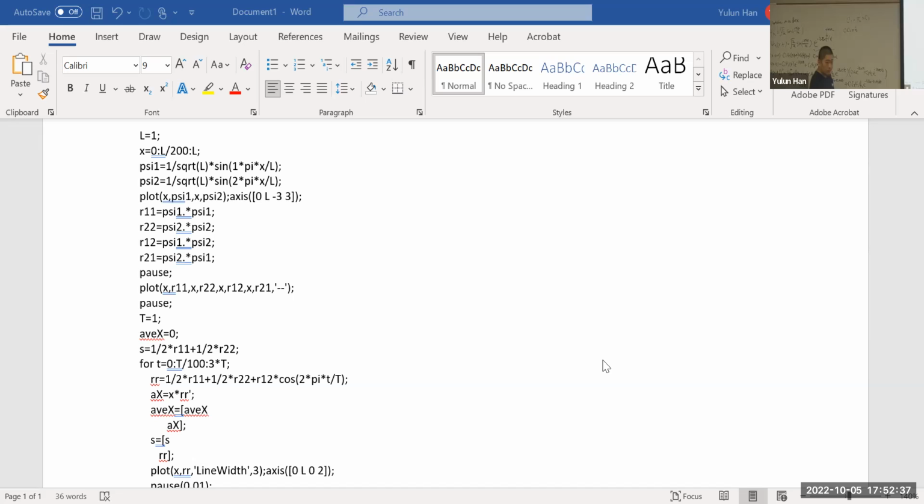This explains why we have a cosine in the code.